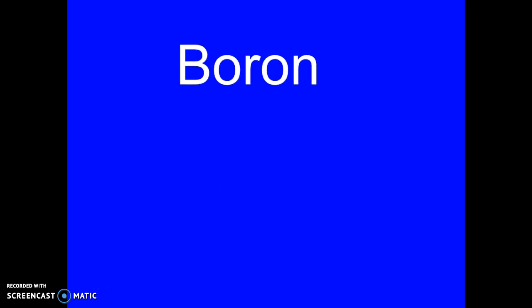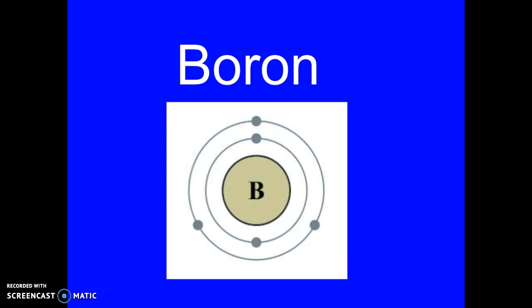Looking at boron, boron falls in the second row as well, so that would be 2 energy levels with 5 electrons total, because 5 is the atomic number. Remember, the atomic number tells you the number of protons in an atom and the electrons. So you would have 2 electrons in that inner energy level, and then 3 in the second level. If you added those all up, you would see that there's 5.